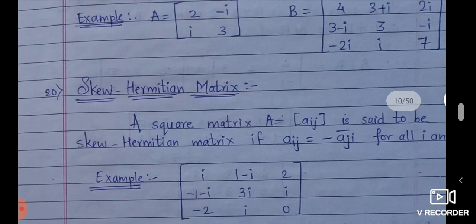Then in skew Hermitian, it is the same definition, just with a negative sign. Your Aij will be equal to minus of Aji bar. Understood? Just a negative sign.